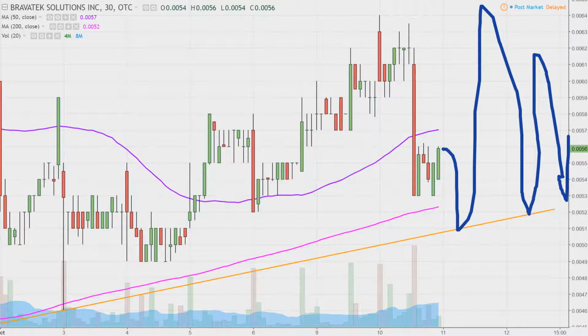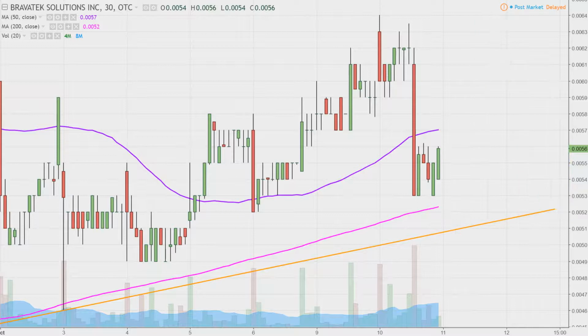Sure, the price has fallen, but every time it's fallen, I think is the right word. I just make up words. When I'm not sure, just make up a word. There's some life advice right there. It's put in a higher low every single time. So orange line there, price is still above it. Therefore, the bulls are still in full control.